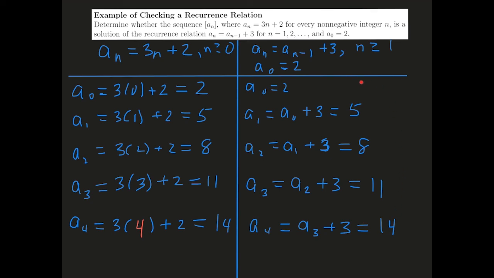So yeah, all of the terms match up. And so this is a good indication that this is a closed form solution to the recurrence relation.